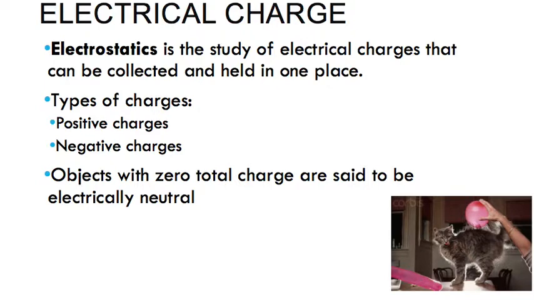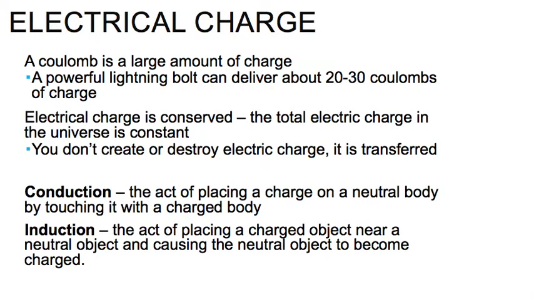Starting off, the definition of electrostatics is the study of electrical charges that can be collected and held in one place. When we're talking about electric charge, we're talking about either positive charges or negative charges. Objects that have zero total charge are said to be electrically neutral, but then they could have a buildup of positive charges or a buildup of negative charges, or have a neutral charge.